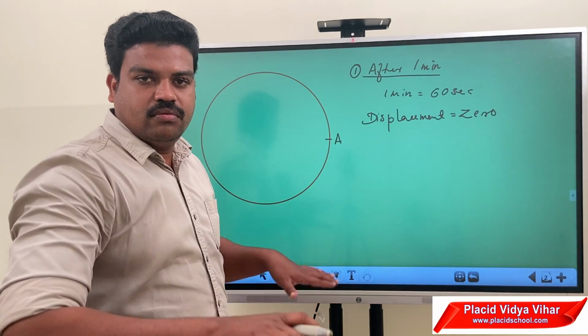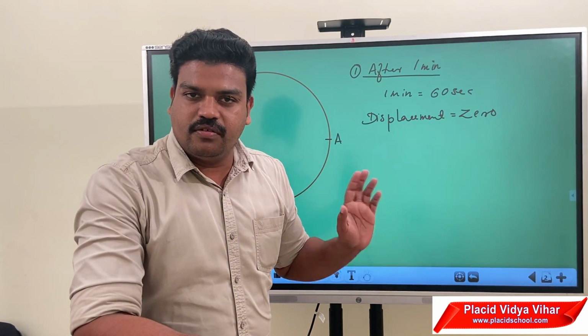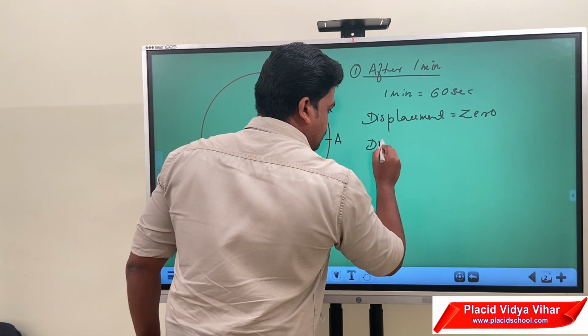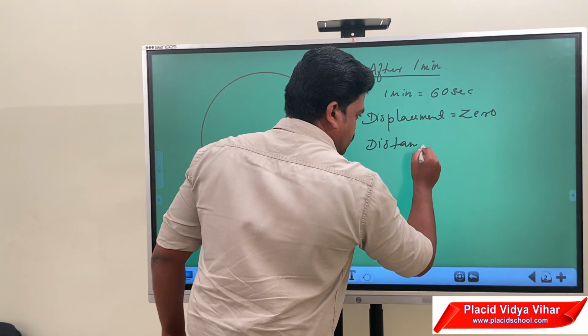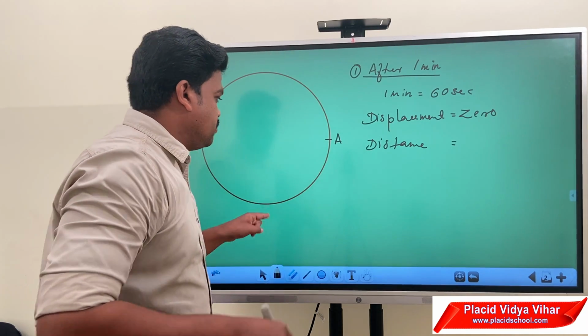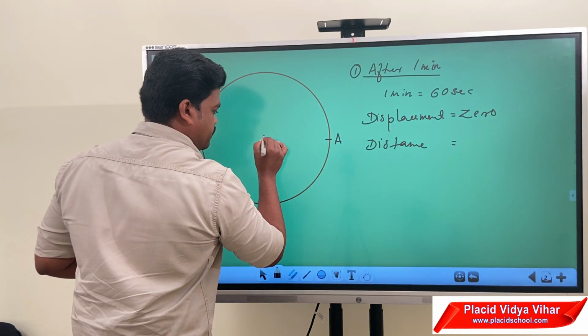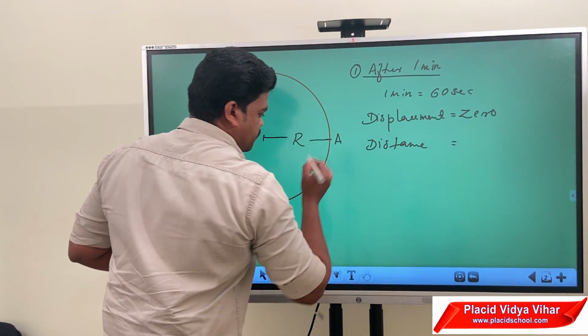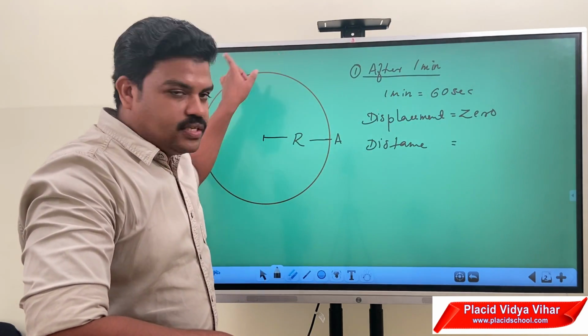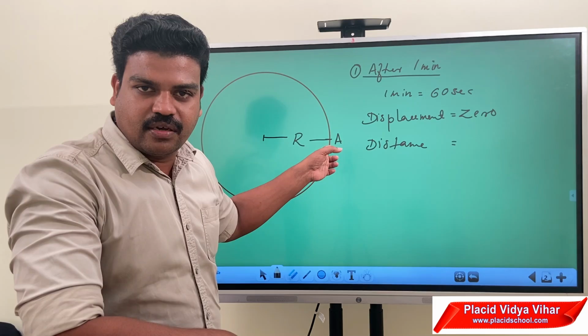There is no separation between initial and final position after 1 minute. But what about the distance? After 20 seconds, 2 pi r is completed. The r is the radius of the track, okay? And after 20 seconds, he completed 2 pi r, the circumference of the circle.